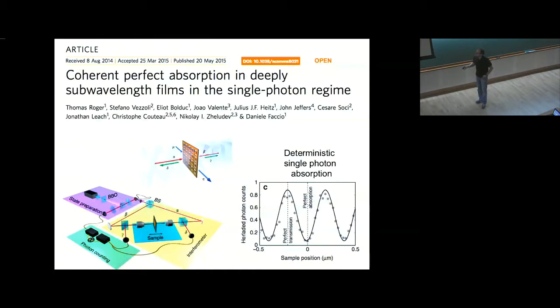Okay, so now the interesting thing: we originally did this because it wasn't clear, at least in my mind, how this coherent perfect absorption was working. So we said, okay, let's try and do this at single photon level. Does it still work? The answer is yes. I guess the interesting take-home message here is that although absorption is a probabilistic effect, here you can enforce a deterministic 100% probability of absorption of a single photon.